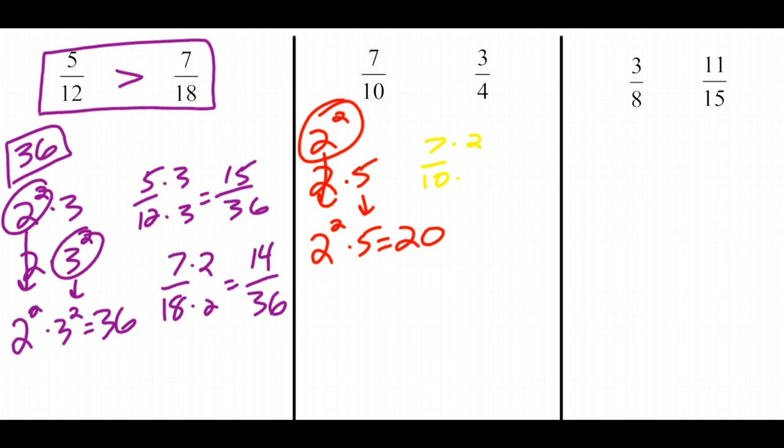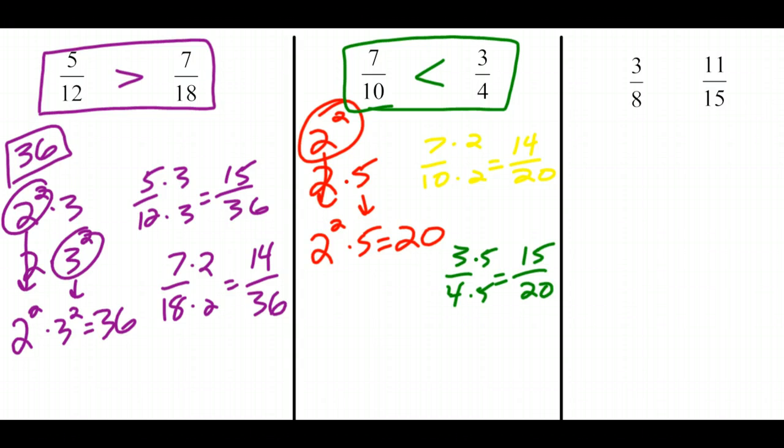7/10, multiply numerator and denominator by 2 is 14/20ths, whereas 3/4, multiply numerator and denominator by 5 is 15/20ths. 15/20ths is greater than 14/20ths, so 3/4 is greater than 7/10.